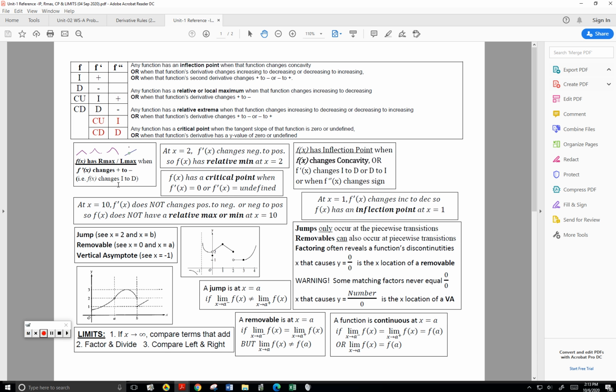I do not make a card for relative min because it's simply the opposite. I feel like I can remember that. I don't make a card for relative extrema either, because a relative extrema is simply a relative min or a relative max. So one card does all I need for all three things. Questions?